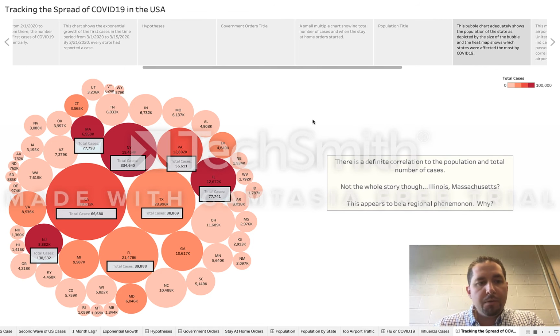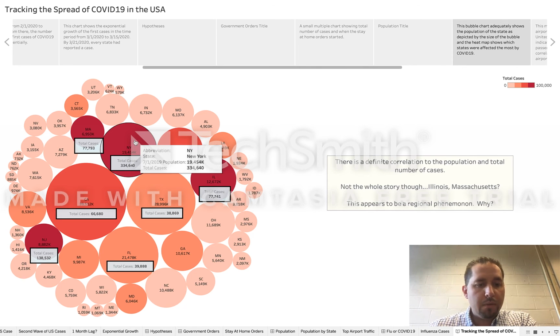So I used a bubble chart to show each state. The size of the bubble indicates the state population, so larger, the more people. The number inside the bubble is the state's population, which I had to data mine for. And then I also had to link that data to the total number of cases for COVID-19. It's overlaid with a heat map. The deeper dark red shows more COVID-19 total cases.